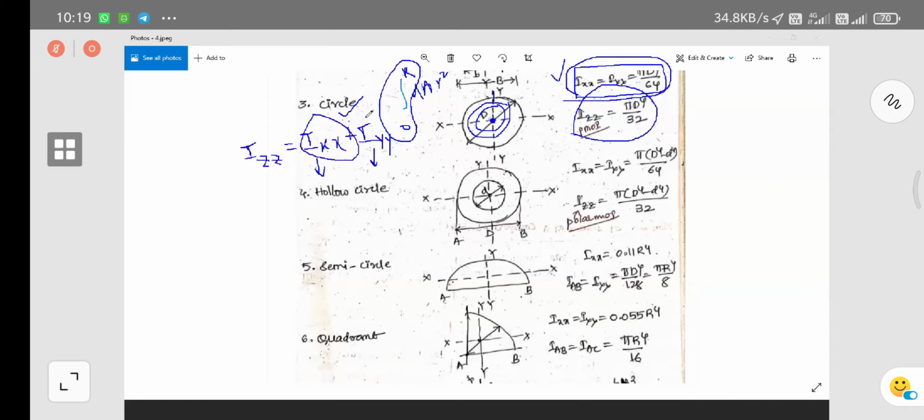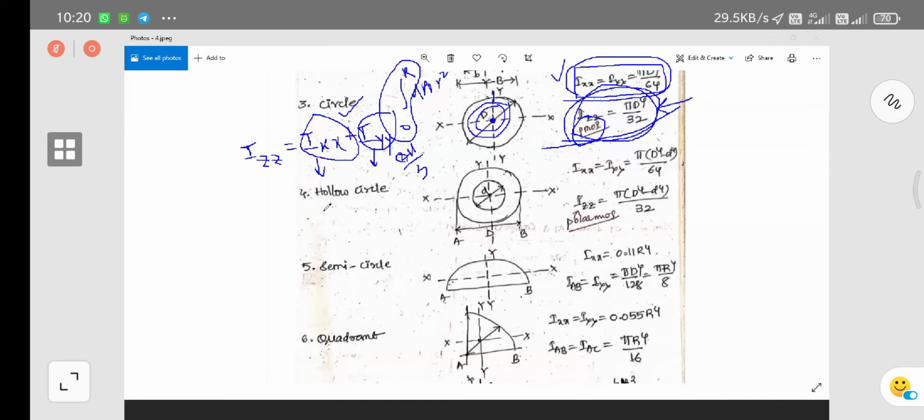So in total, if you find the LCM, you get 2 pi d power 4 by 64. Cancelling 2 with 64, you get 32. That is pi d power 4 by 32 as the moment of inertia perpendicularly. That is called the polar moment of inertia, PMOI. So pi d power 4 by 32 is about the perpendicular axis for a circle.